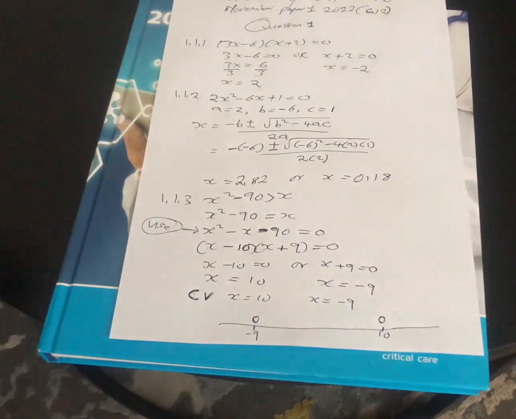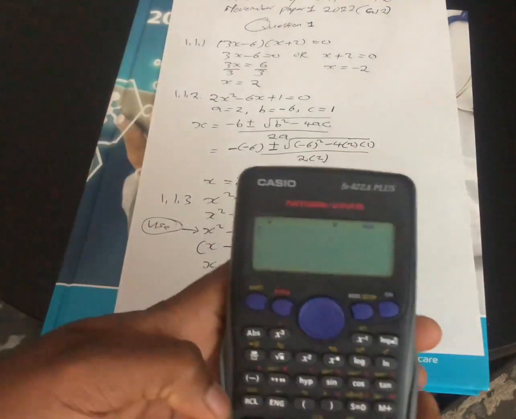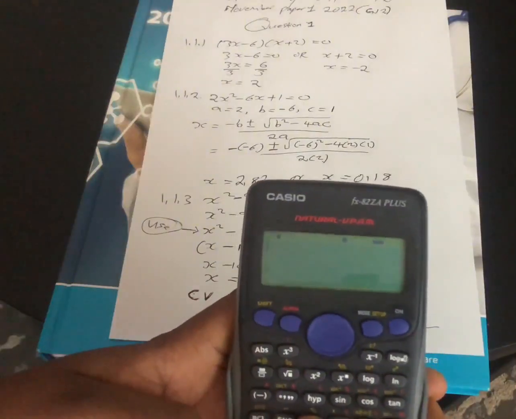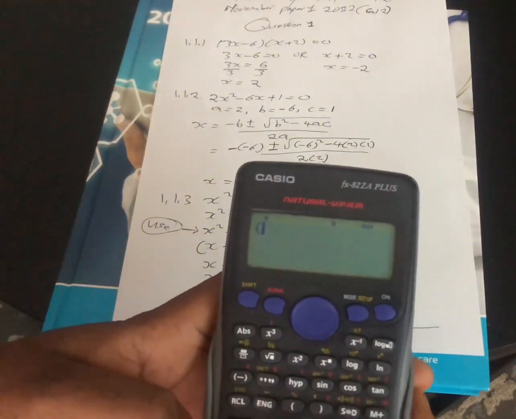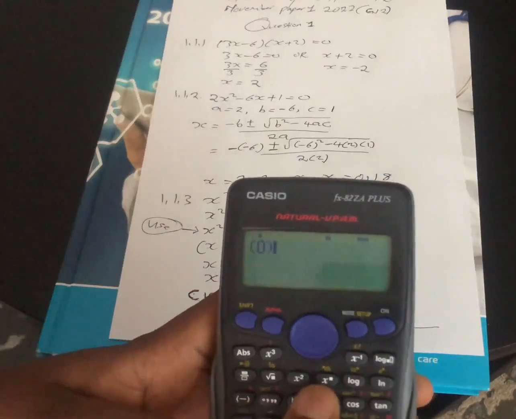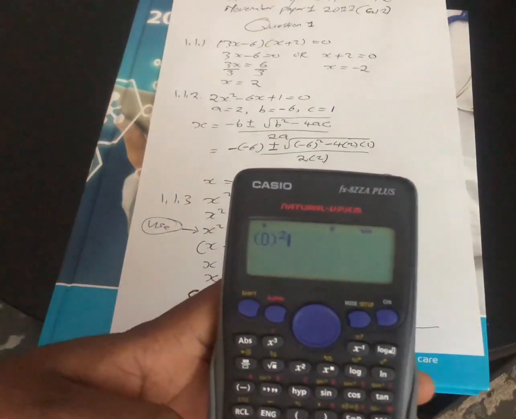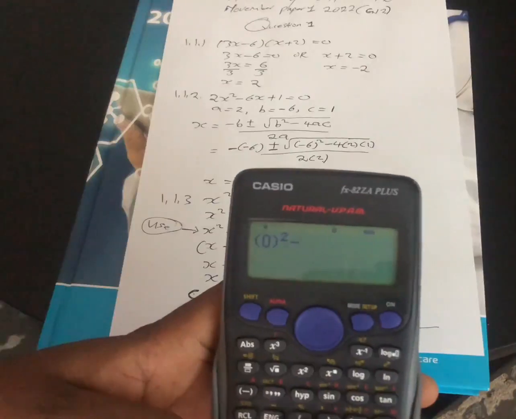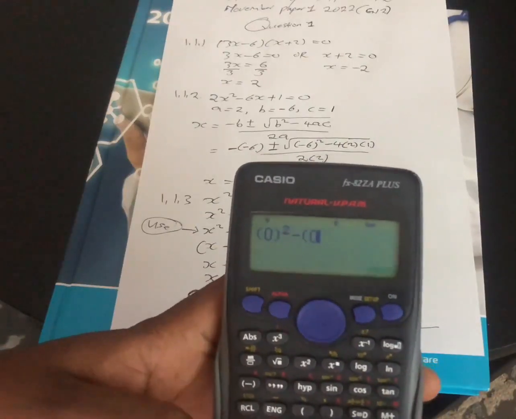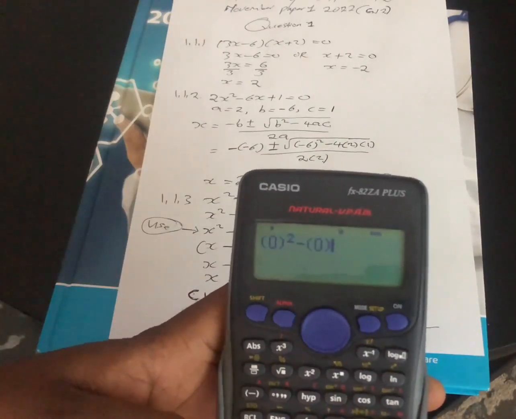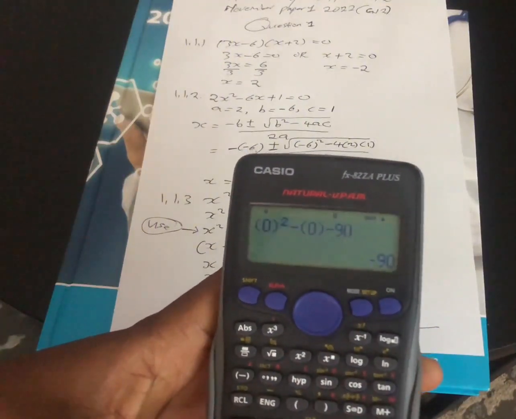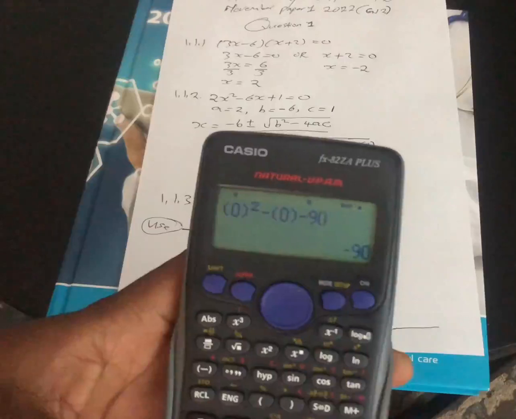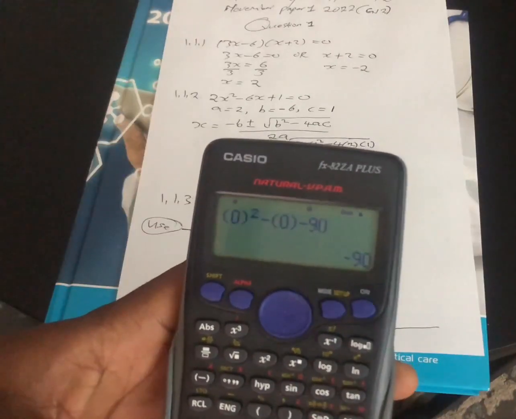So I'm going to use 0. We replace x by 0. If you look at our equation, it's x squared. Instead of writing x squared, we're going to have 0 squared, minus x. Instead of saying minus x, we have minus 0, plus, minus 90. My answer here is negative 90.